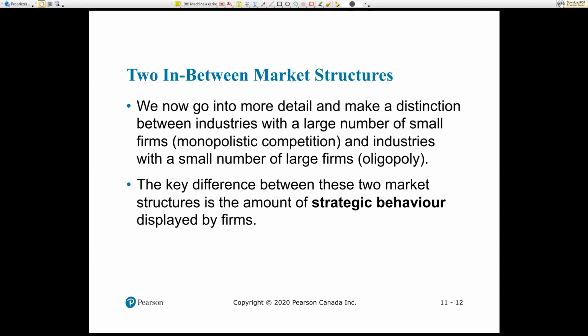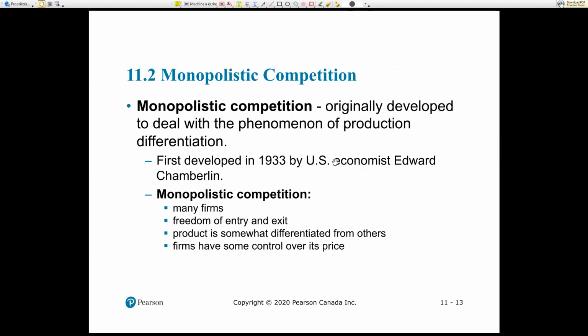So yeah, I don't know why he's saying that. We're still in the monopolistic competition case.